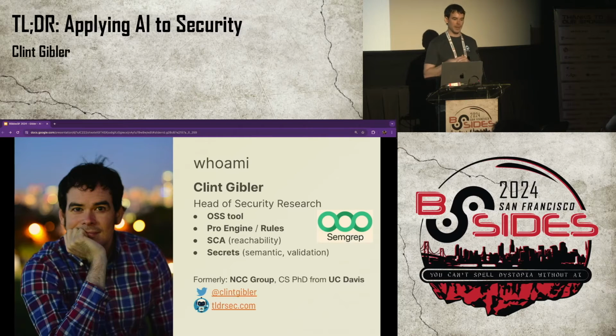Very quickly, a little bit about me. My name is Clint. I'm currently the head of security research at Semgrep. We have a popular open source tool. We also have a pro engine and more rules that give you better coverage on first-party code. If you care about third-party dependency security, we also have something that can find reachable, vulnerable dependencies, and a secrets product that finds not just regex-based secrets, but semantically, oh, this argument is a secret if it's a string literal and stuff like that.